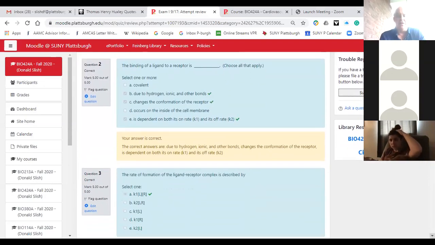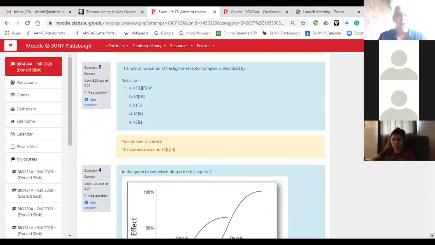So the only sneaky thing about this is it says choose all that apply. So there's more than one correct answer here, and they all have to be chosen to get full credit. So partial credit if you missed one. The binding of a ligand to a receptor is due to hydrogen, ionic, and other bonds, changes the conformation of the receptor, and is dependent on both its on rate and its off rate. Okay, so all three of those were right. Formation of the ligand receptor complex is described by K1 times L times R.